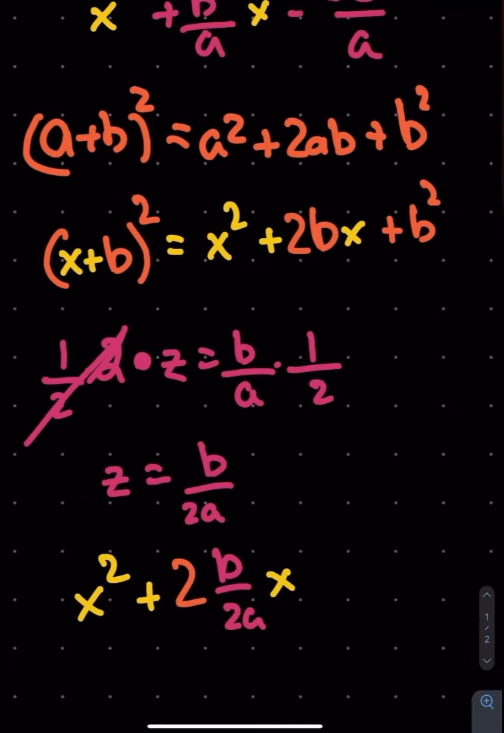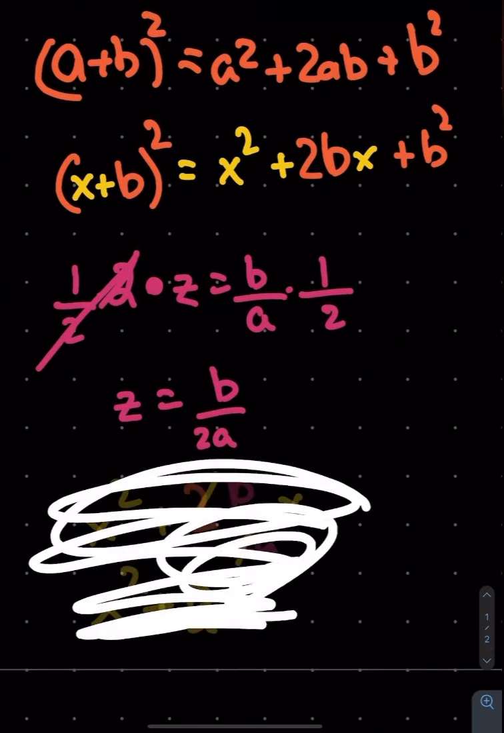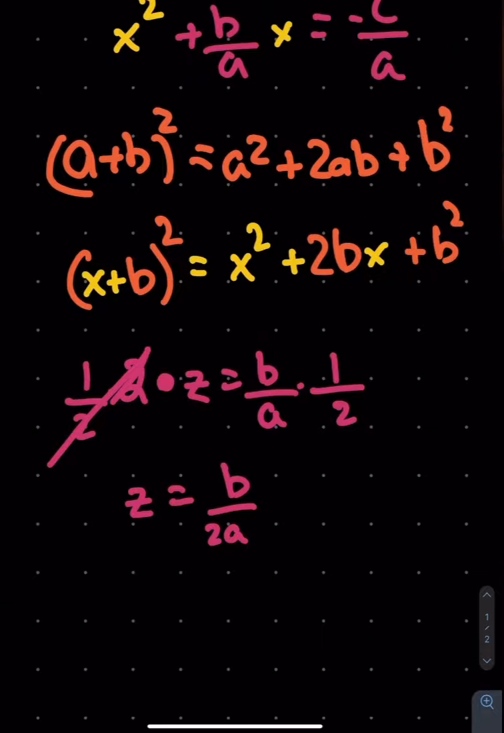So everything works out. It is 2ab, 2a and b, or basically 2bx, right? So 2bx. What happened was the 2's canceled out, and what we got was x squared plus b over a x. So it's really simple. So we actually solved for a and b.